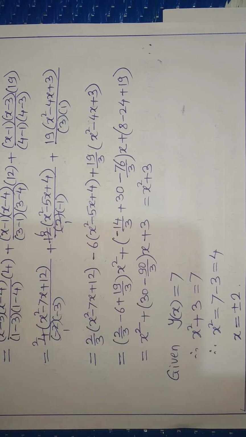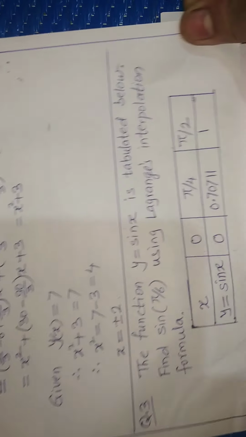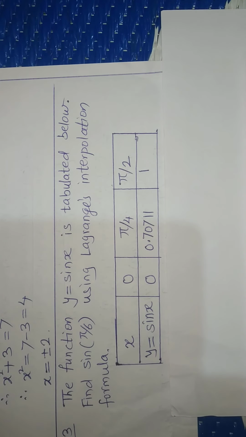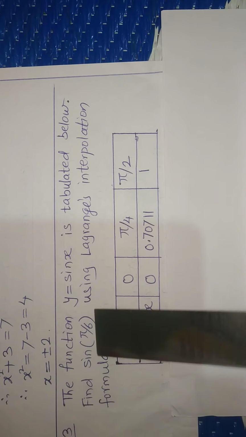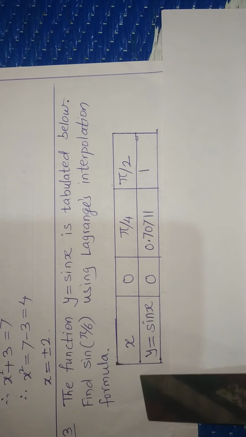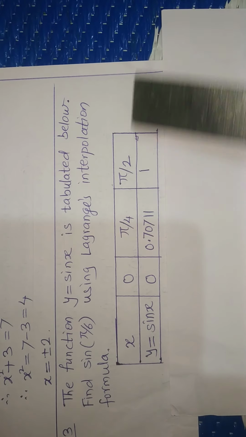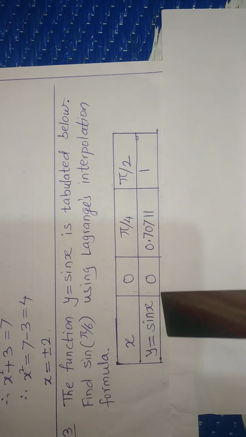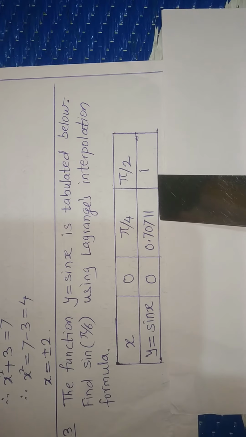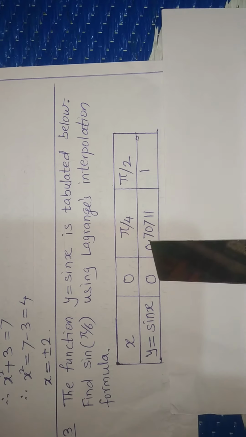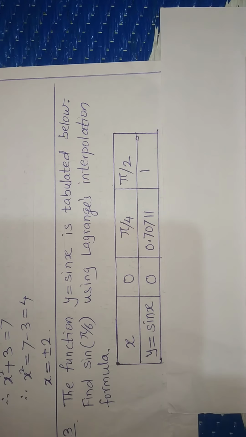Alright. Now let us go to our third question. Question number 3. The function y equal to sin x is tabulated below. Find sine of pi by 6 using Lagrange's interpolation formula. The values given are, values of x are 0, pi by 4 and pi by 2. Corresponding values of y are 0, 0.70711 and 1. So you'll call this as x0, x1, x2, y0, y1, y2. So let us go for the answer. I hope you are ready.